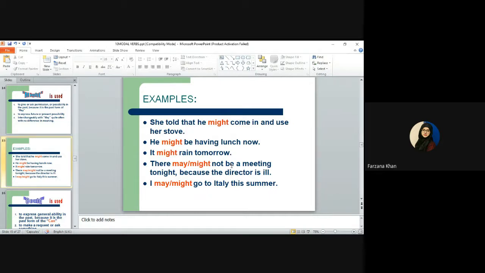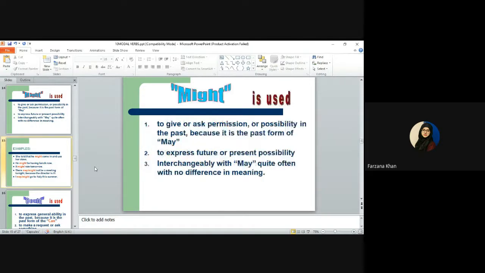So both modal verbs are acceptable here. Both are correct. Both are telling the present possibility. In the next sentence, you can see, I may go to Italy this summer. Again, the future possibility. You can also say, I might go to Italy this summer. Right? So these are basically the uses of might. It is used in past tense in place of may. At the same time, it expresses future or present possibility, and it is used interchangeably with may quite often with no difference in meaning. I hope this point is quite clear to all of you.